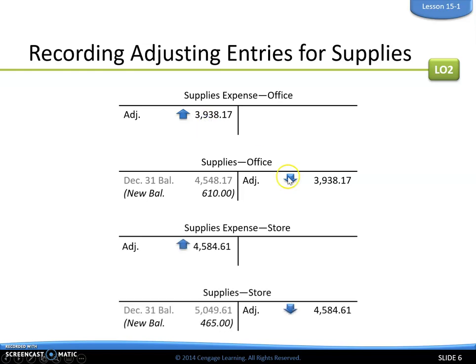We are doing the exact same thing for my supplies store. So again, first I'm going to look at what is the balance in the account. Then I'm going to look at what the balance should be. Then I'm going to look at what needs to be done. So I'm subtracting these two numbers, and that gives me this amount. I know I need to decrease supplies store by this amount.